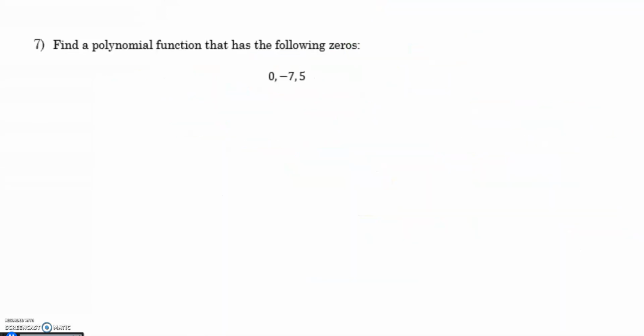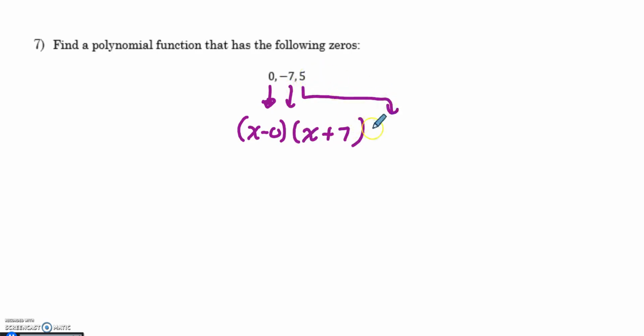The next example, find a polynomial function that has the following zeros. So here you want to think backwards. If you were factoring and you got a root or an answer of 0, that really came from x minus 0, which is really just x. And we'll talk about that in a second. If you got a root of x minus 7, that came from x plus 7. And if you got a root of positive 5, that came from x minus 5. And all of that is going to equal my function.